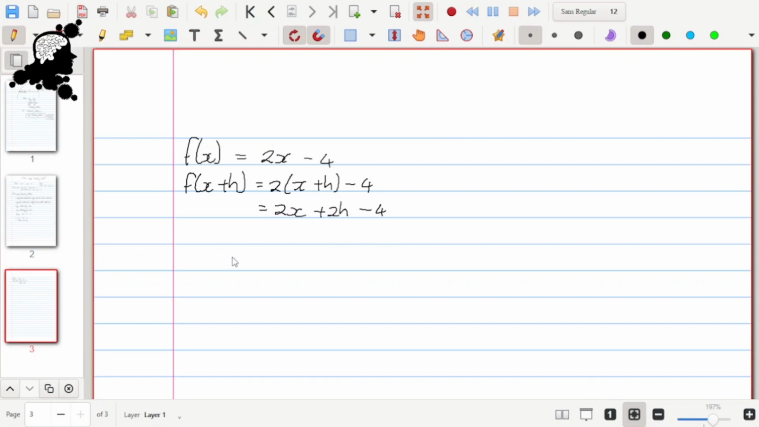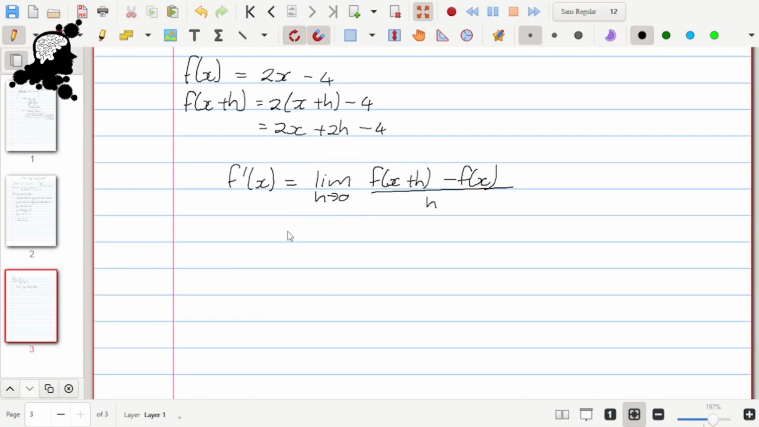Right. Now we can get back to calculating our derivative. So f prime of x is equal to the limit as h approaches 0 of f of x plus h minus f of x, divided by h. Now we substitute. So this is equal to the limit as h approaches 0 of, for f of x plus h, we said we've got 2x plus 2h minus 4, minus f of x, which is 2x minus 4. And then all of this divided by h.